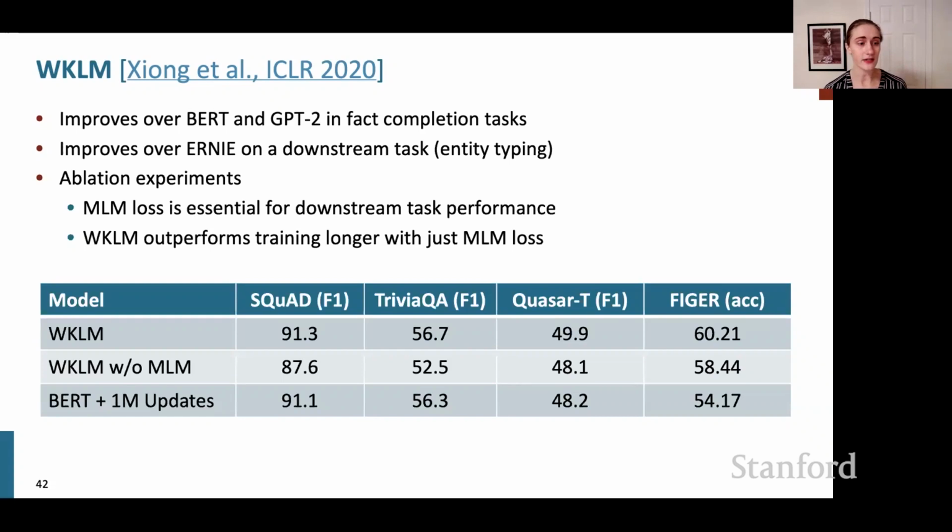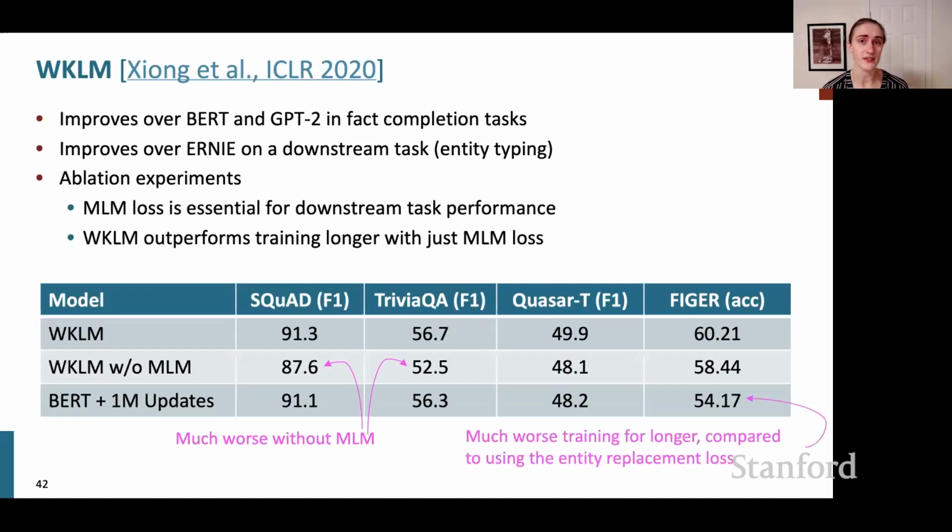The second row is looking at if we remove the masked language model loss, what happens? We see that it performs much worse without the masked language model loss. So you really need both losses. Their intuition there was the masked language model loss helps to encode just general language understanding. And then training BERT for longer performs much worse than using this entity replacement loss. So this motivates even further that the entity replacement loss is actually really helping encode more knowledge in these language models.